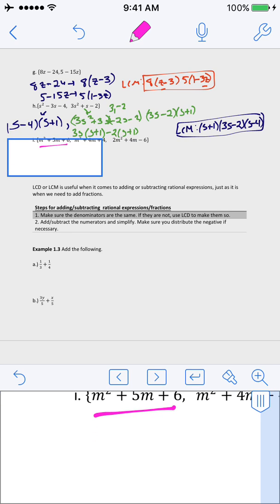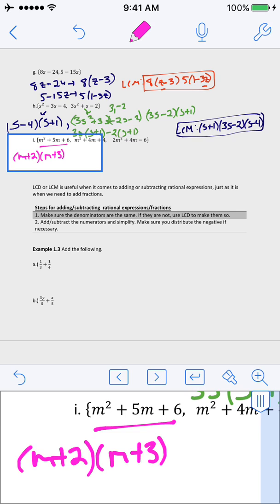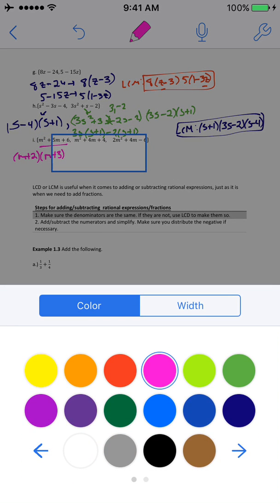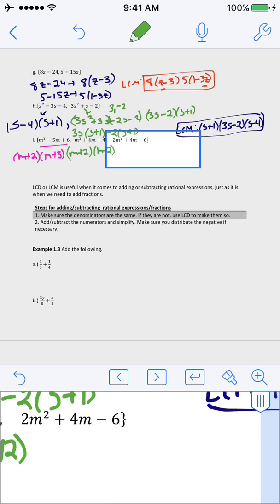m squared plus 5m plus 6. Let's see, that would be 2 and 3. m plus 2, m plus 3. m squared plus 4m plus 4, that multiplies to 4, adds to 4, that would be 2 and 2. So m plus 2 and m plus 2. This last one, I see a GCF of 2, so I'll take out a 2. I get m squared plus 2m minus 3.